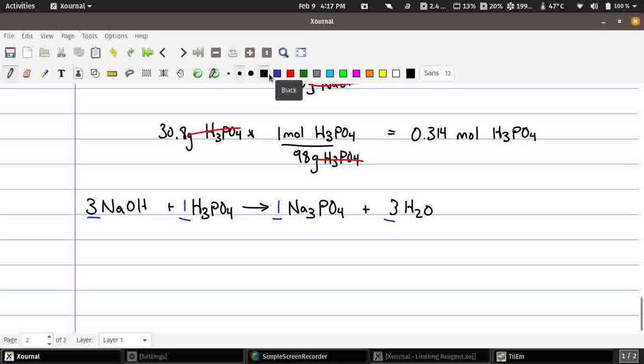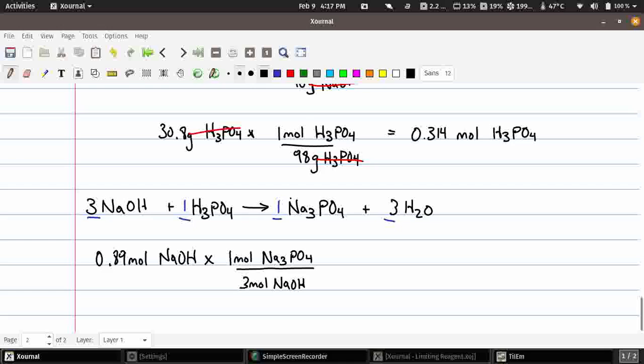So I'm going to do sodium hydroxide first. We have 0.89 mole of sodium hydroxide, and we have to use this ratio to get into moles of sodium phosphate. So we do 1 mole of sodium phosphate divided by 3 moles of sodium hydroxide. The reason we're doing 3 moles, remember, is it takes 3 to make 1 of these. So it's going to even out.